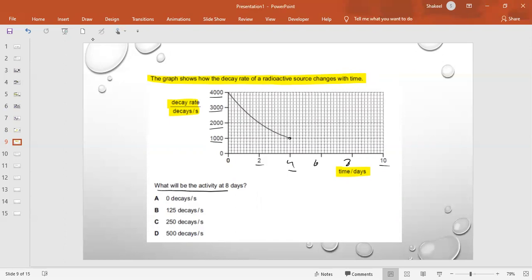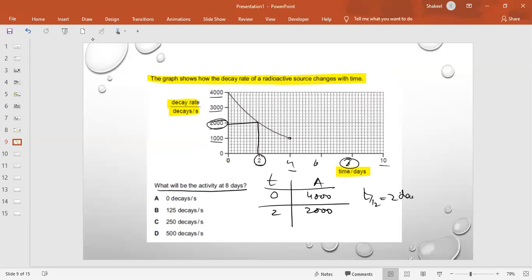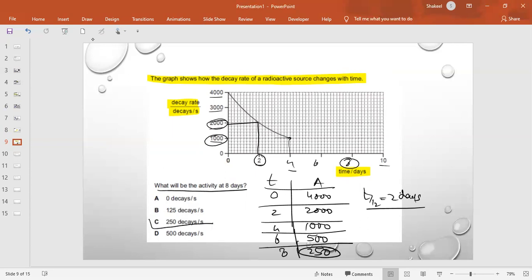So what will be the activity at 8 days? They're saying that after 8 days, what would be the value of the activity? So we take time and activity. At 0, it is 4,000. And at 2, it is 2,000. So it means its half-life is 2 days, because in 2 days the activity decay rate decreases to half. Then again, at 4, the activity decreases to 1,000. Just keep going. After 6, it will be 500, and after 8, it will be 250. So it will be 250 decays per second after 8 days.